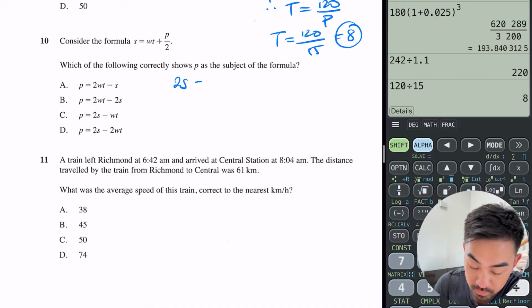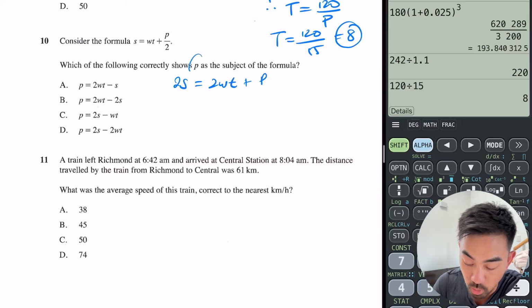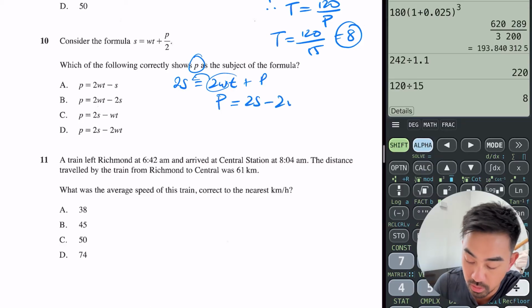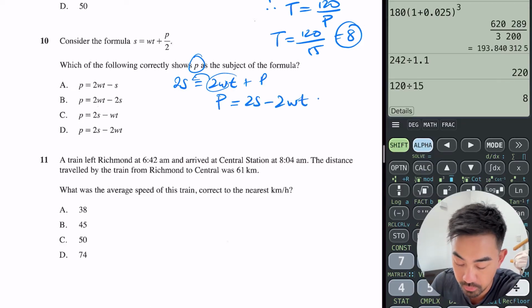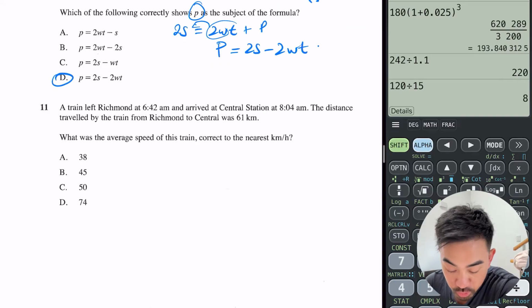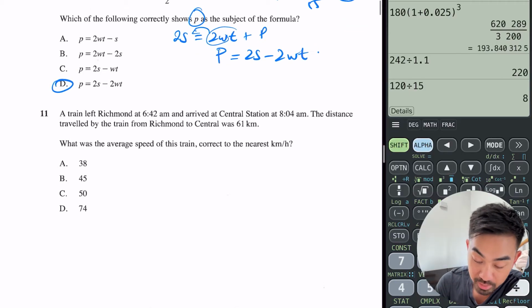So I'm going to times this and this by 2. So 2s is equal to 2wt plus P. I want P by itself. So P is equal to, I'm going to move this to the other side, 2s minus 2wt. I think that's D.